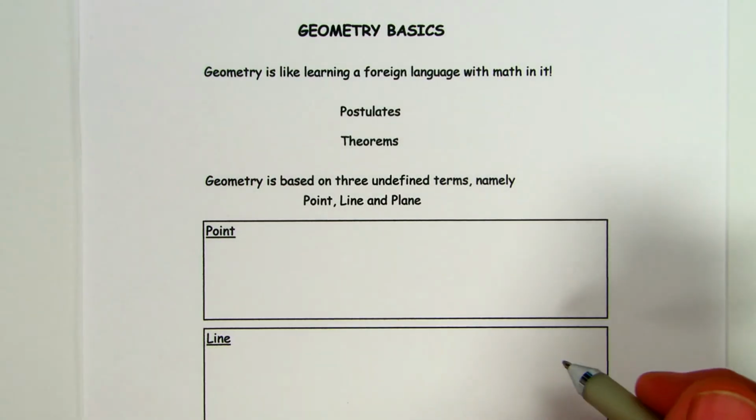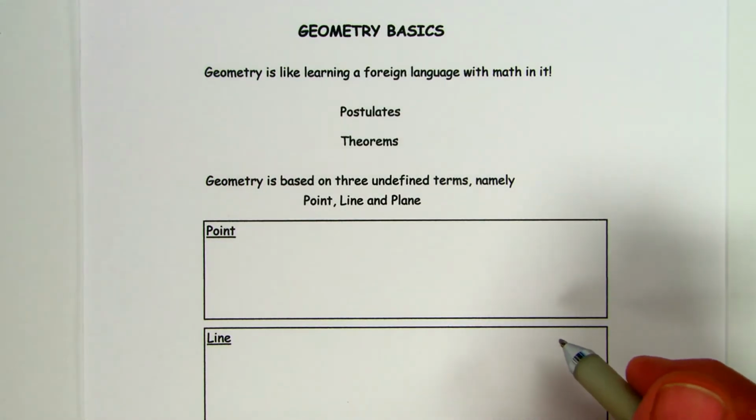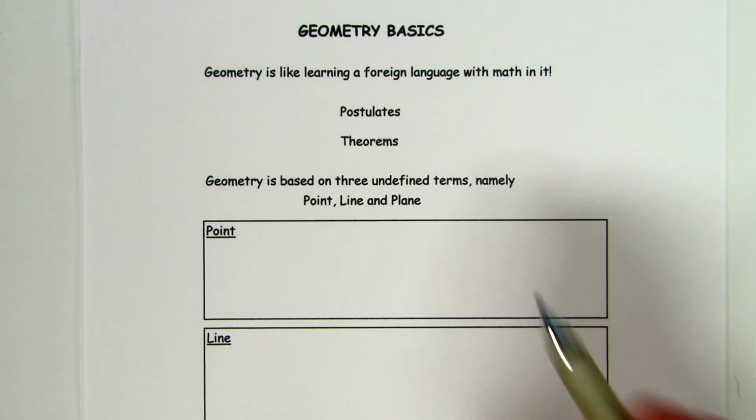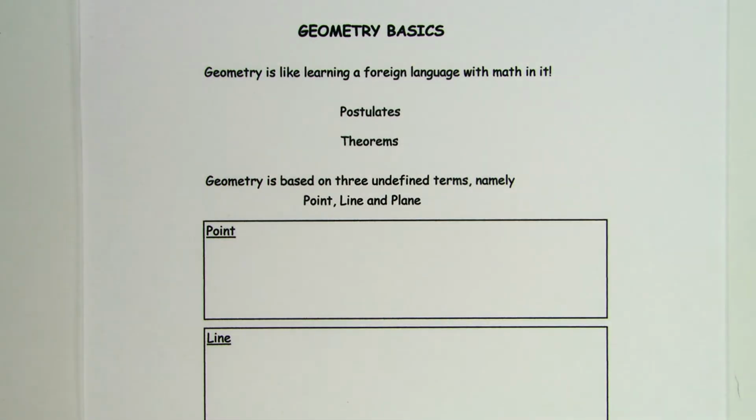Today, as we enter geometry, we want to talk about geometry basics. You know, geometry is like learning a foreign language, only with math in it. Now, in geometry, we're guided by certain rules, just as if you were a baseball player. You'd need to know the rule book in order to play baseball. Well, it's similar in geometry. We have a rule book. It's made up of postulates and theorems.